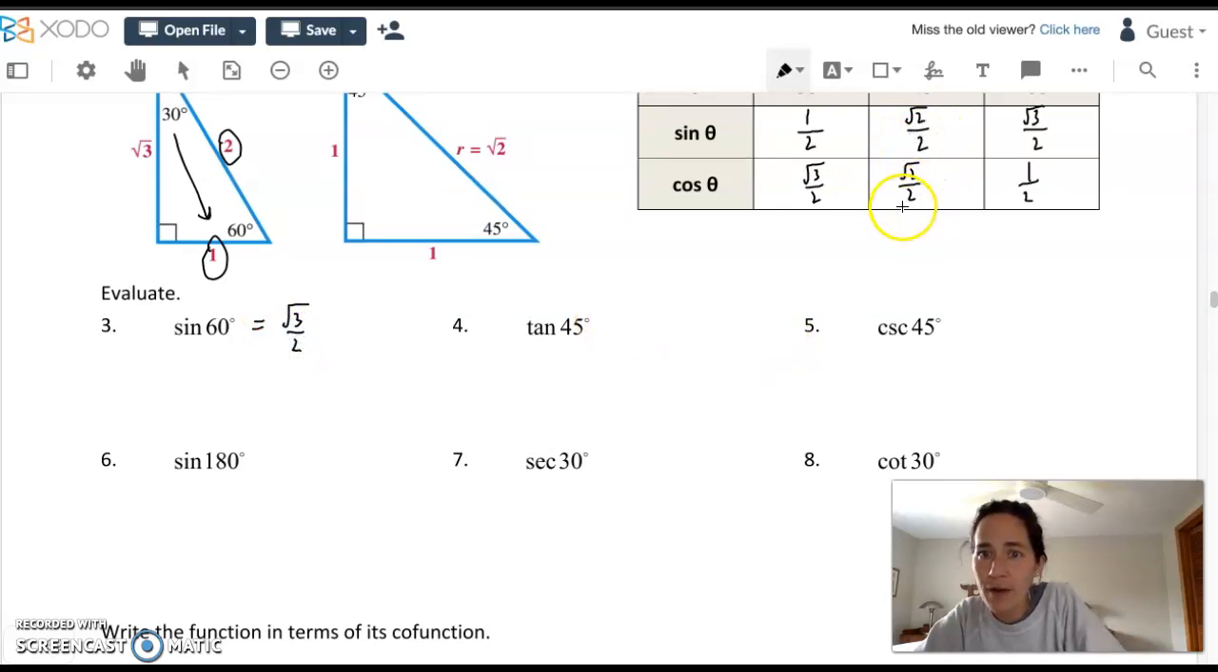Tangent of 45 degrees. Divide this by that, right? We don't have it written, but if you divide it, you'll just get a 1. It's the same thing over itself.